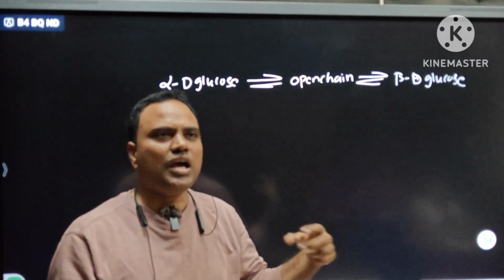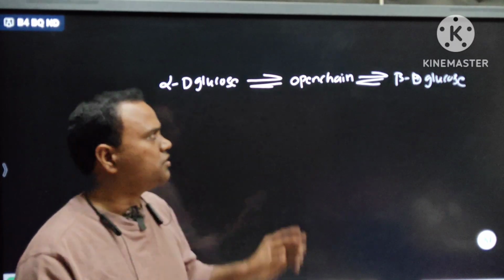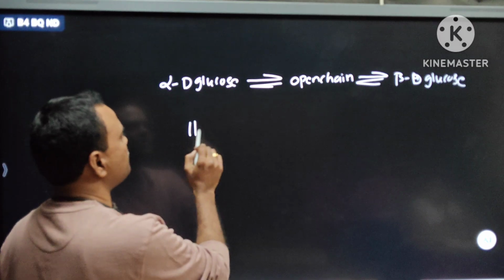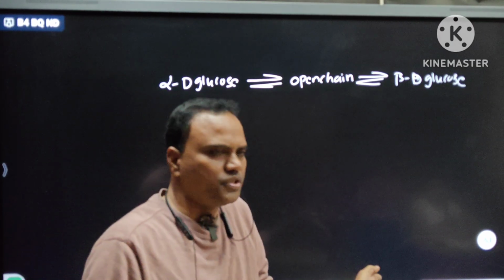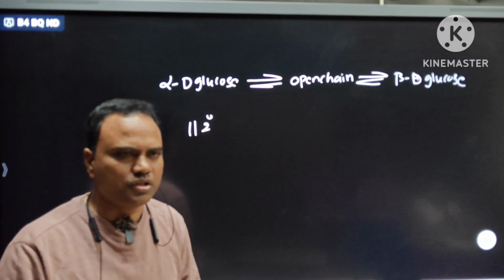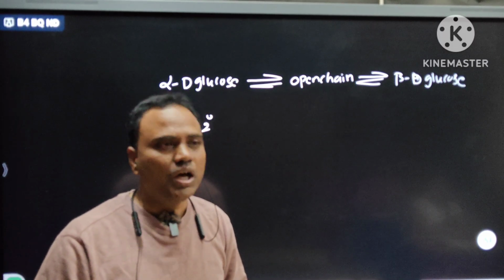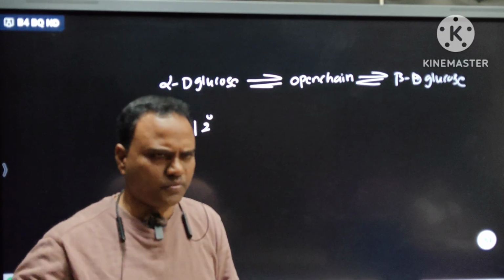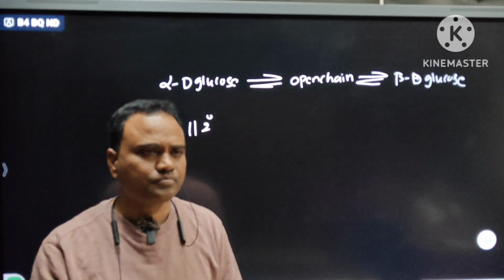Alpha D glucose has one specific rotation. This is an optically active compound, no? It has some specific rotation, for example 112 degrees. It rotates light by 112 degrees, just to consider. Alpha D glucose has some specific rotation, optical activity. Specific rotation means rotation of light towards right or left.